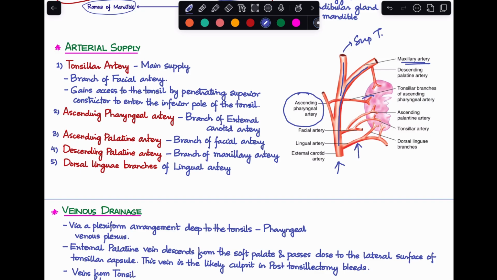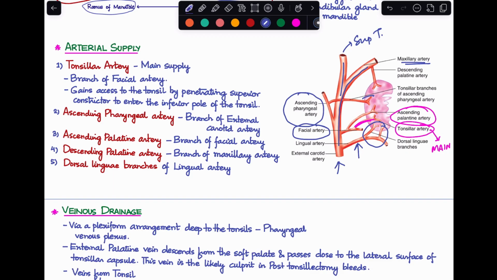Next, we have the lingual artery, which is a branch of the external carotid artery. And this lingual artery gives off these dorsal linguae branches to the tonsil. Third artery is the facial artery. Now, the facial artery is also a branch of the external carotid artery, and here the facial artery gives off two different branches to the tonsil. What are these two different branches? One is the tonsillar artery, and the second one is the ascending palatine artery. Out of this, the tonsillar artery, which is a branch of the facial artery, is the main arterial supply of the tonsil.